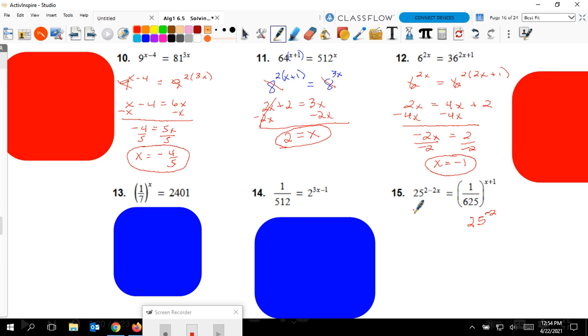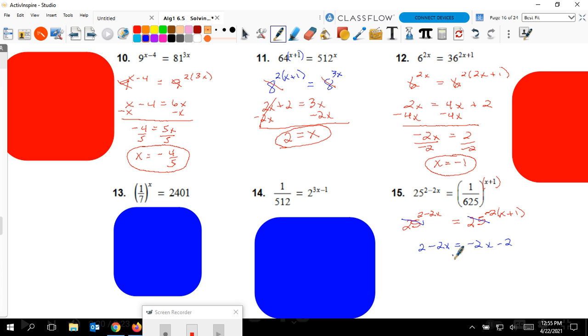So now we have an existing exponent right here of x plus 1. That's going to need to multiply the -2 here with a distributive property. And then we just need to rewrite this one over here. 25 is already the base. 2 minus 2x. So now we can cross out the bases here. So the 25s can cross out. 2 minus 2x is equal to, I'm going to distribute this, -2x here, and then -2.